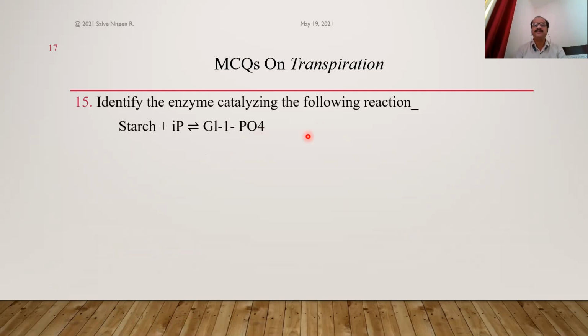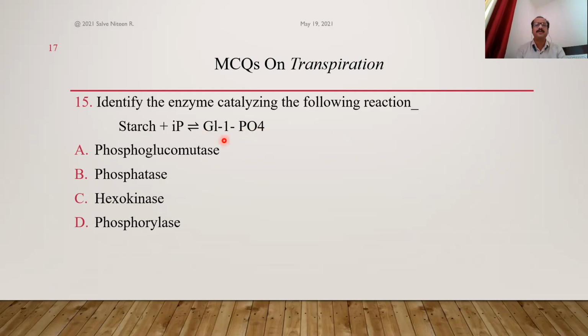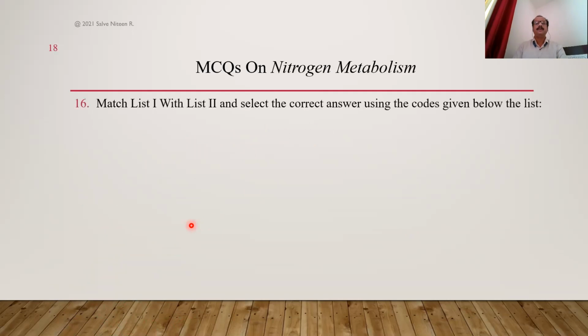Identify the enzyme catalyzing this reaction, conversion of starch into sugar, called glucose 1-phosphate. When inorganic phosphate is added to this polymer, there is formation of glucose 1-phosphate. So which enzyme is responsible for this reversible reaction? I have stated that the enzyme isolated by In and Tung is called phosphorylase. So D is the answer, phosphorylase. So match again.